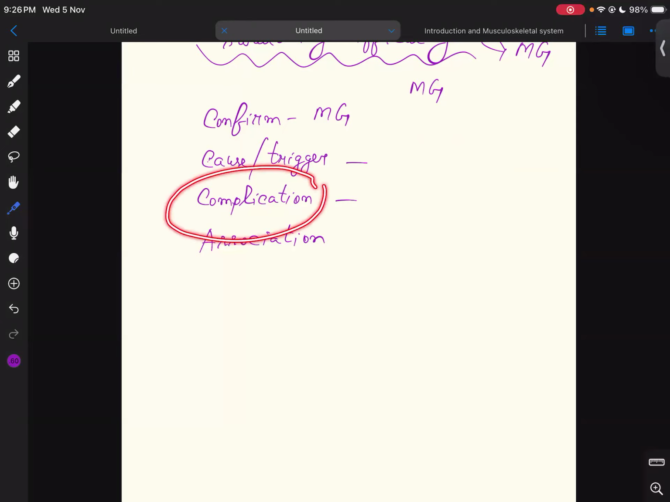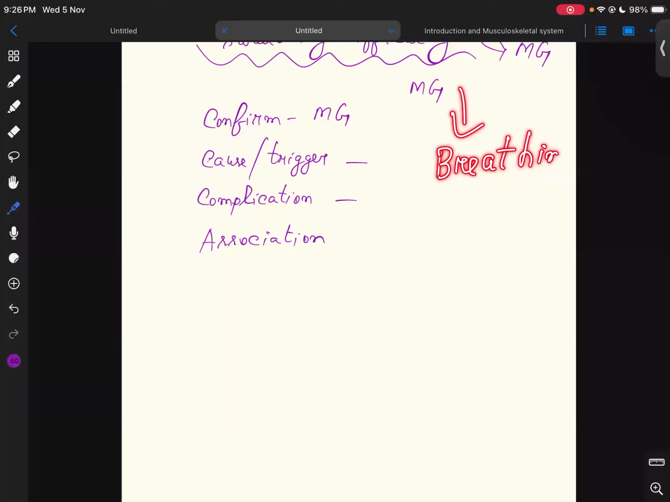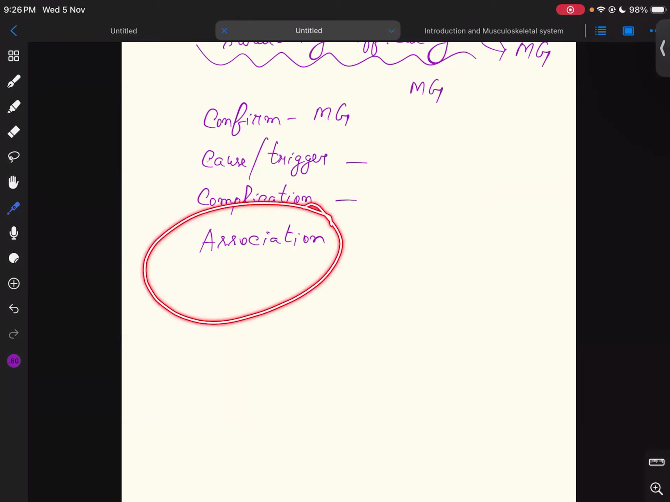Then from the history, we have to rule out the complication. How to rule out the complication? The complication of myasthenia gravis is breathing failure. So from the history, we have to find out whether there is any respiratory failure. Another complication is aspiration pneumonia due to swallowing difficulty. So from the history, we have to ask whether there is any cough and does he produce any sputum, to exclude aspiration pneumonia.